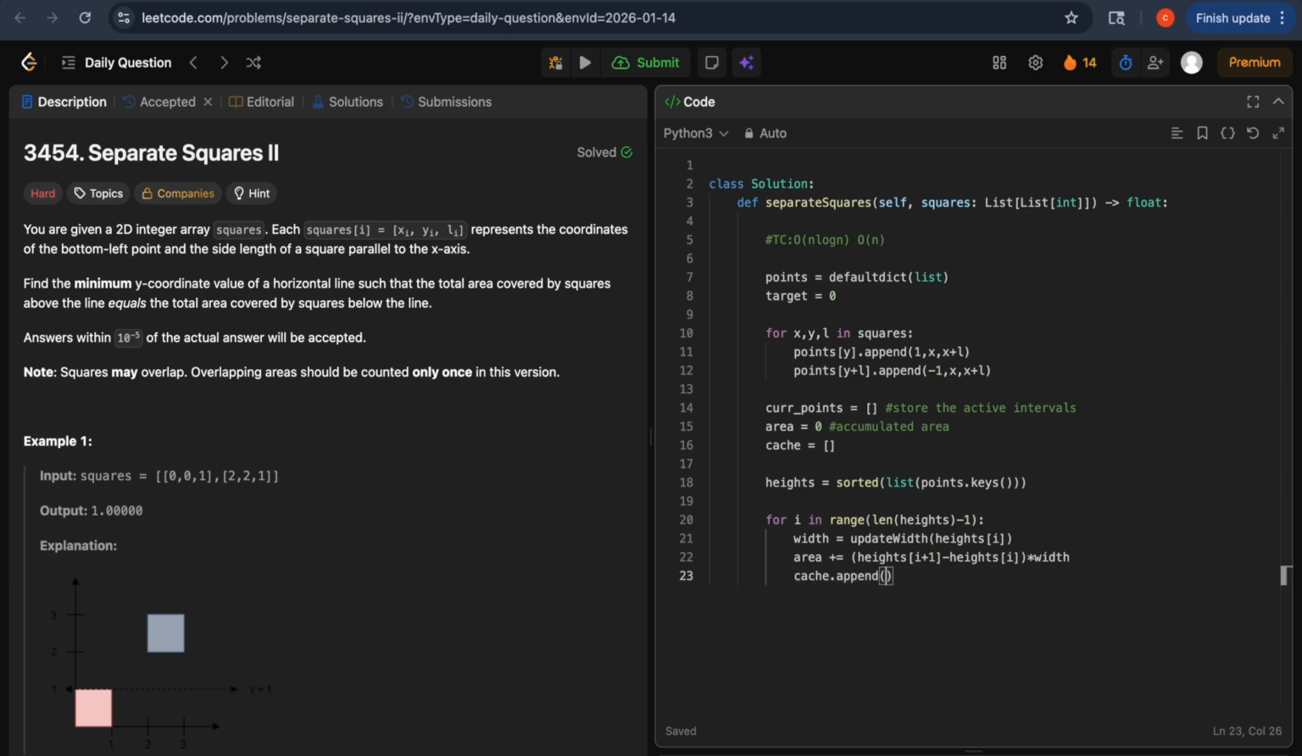So here we have to update with the height of I plus 1, and along with that we have to add width and then area, right? Now we will be finding the target. And now we have to find the target, right? So the calculated total area divided by 2 will be the target.